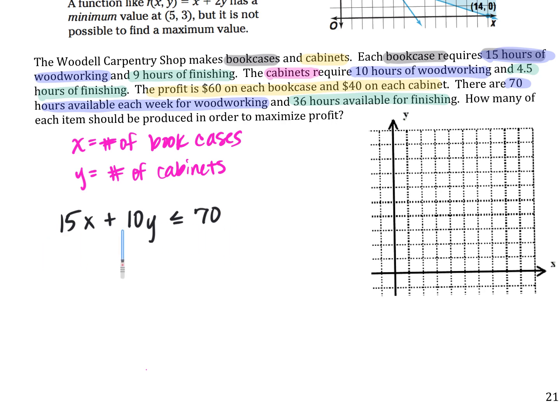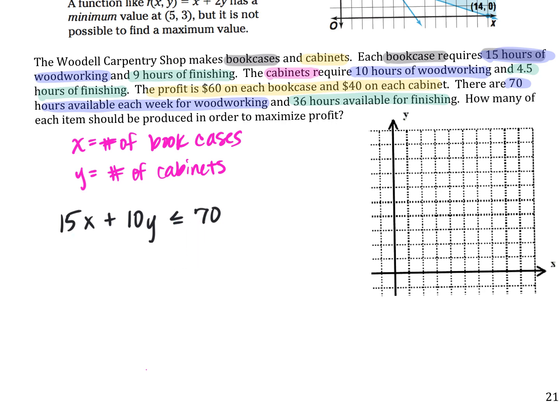You guys agree, this is all about woodworking. He said bookcases 15, so bookcases was X. 15 hours of woodworking for my bookcases, 10 hours for my cabinets, and there's 70 hours available. I might not use 70, but I have up to 70 available. We okay with that?